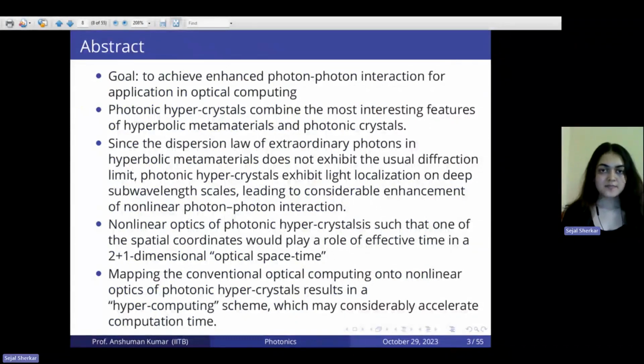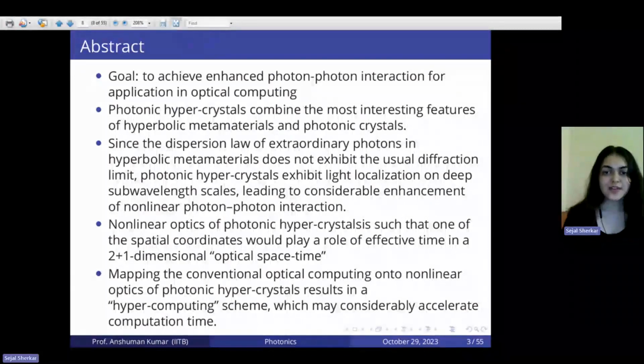Photonic hypercrystals combine the most interesting features of hyperbolic metamaterials and photonic crystals. Since the dispersion law of extraordinary photons in hyperbolic metamaterials does not exhibit the usual diffraction limit, photonic hypercrystals exhibit light localization on deep subwavelength scales, leading to considerable enhancement of nonlinear photon-photon interaction.